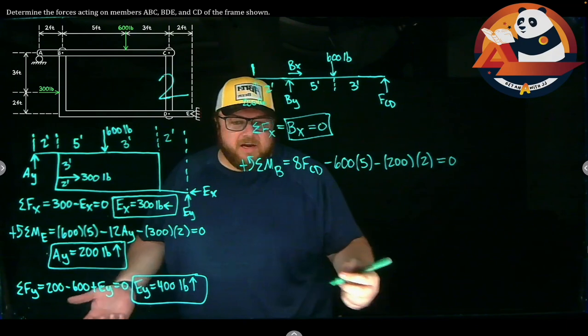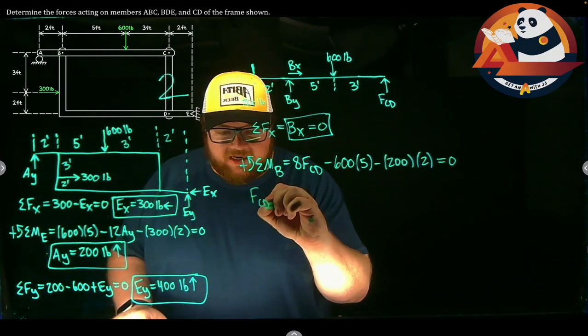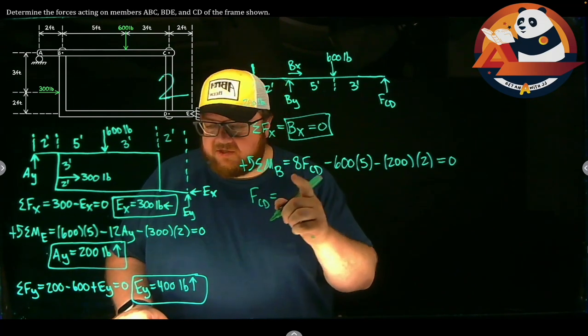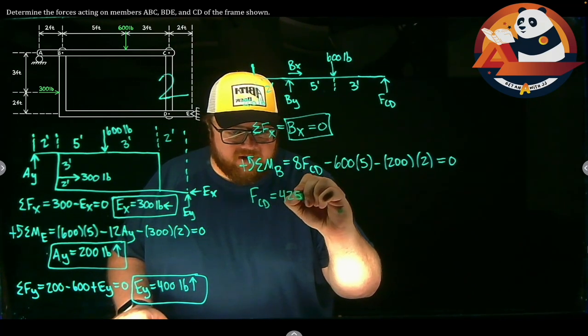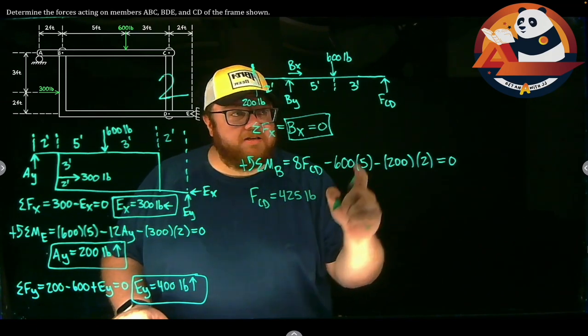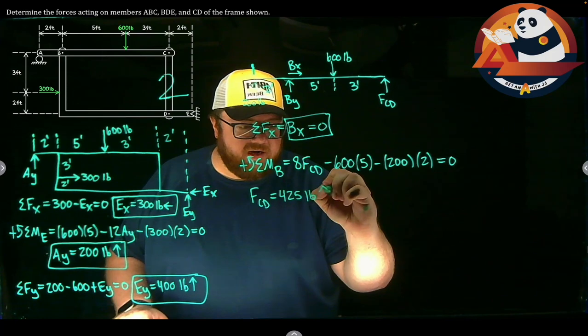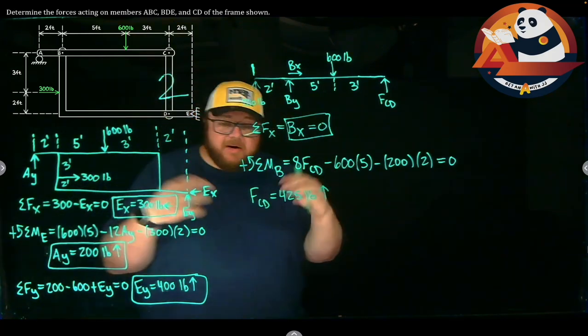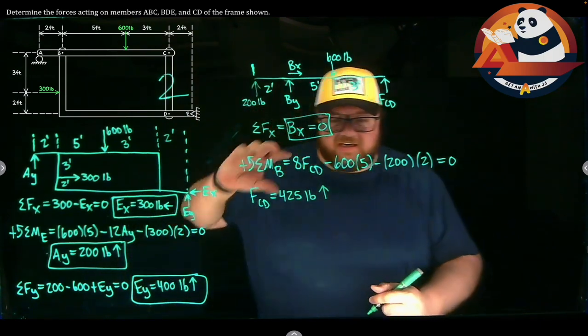FCD is going to be my only unknown here, so I can say that the force in member CD is equal to, solving this out, I'm going to get 425 pounds. I get a positive number here. So on this free body diagram, I guessed the right direction. This is going up. But when we start getting with these internal connections, we want to go one step farther than that. We're going to have this equal and opposite thing.